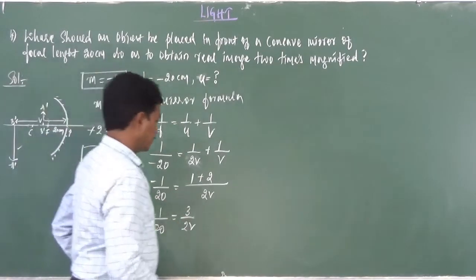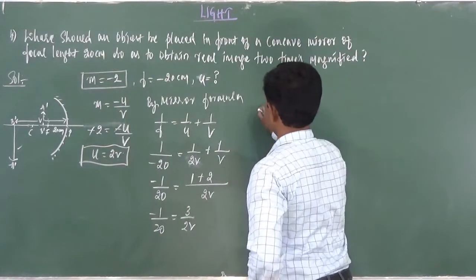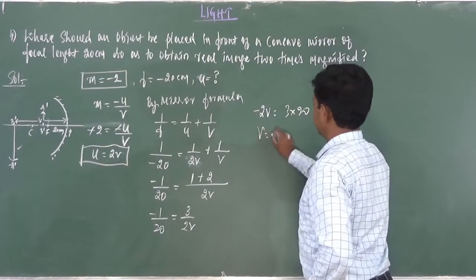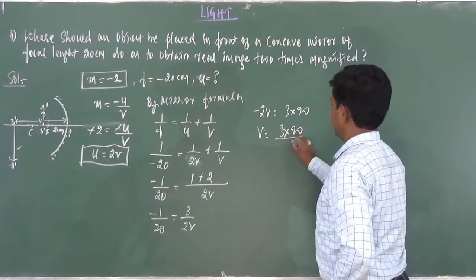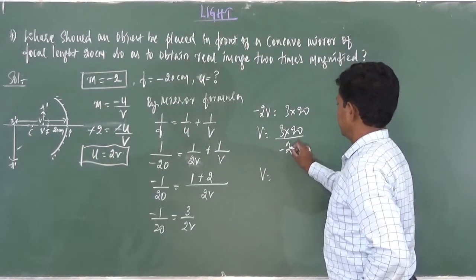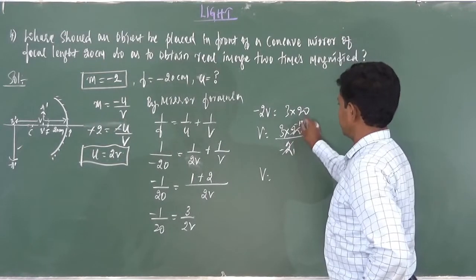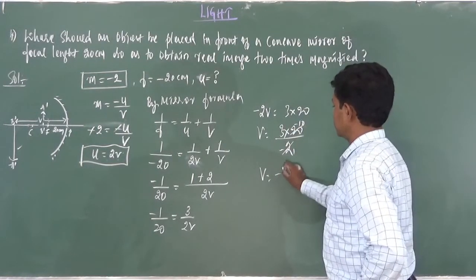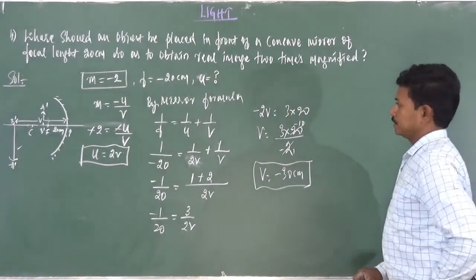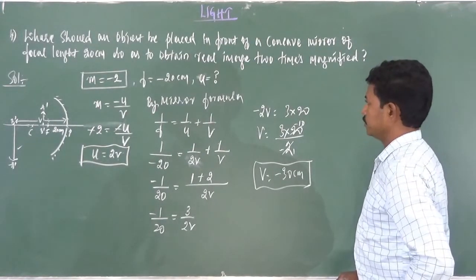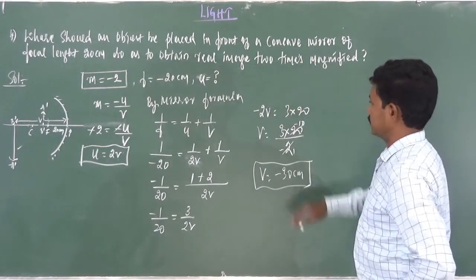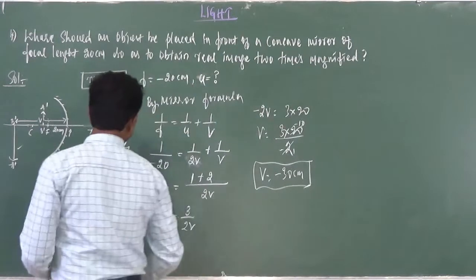So we will go with cross multiplication. 2v into minus 1 is minus 2v, equal to 3 into 20. So v is equal to 3 into 20 by minus 2, that is minus 10 into 3, which is minus 30 centimeters. So this is the image distance. Where should the object be placed? That is the question being asked here. So v is minus 30 centimeters that you have got.